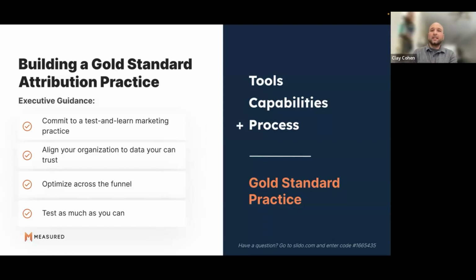Great. Thank you, Noelle. That's great advice for building a gold standard attribution practice. Andrew, any last notes for marketers that you'd like them to think about as they're building their practices?